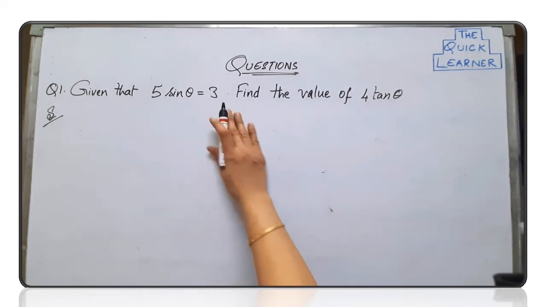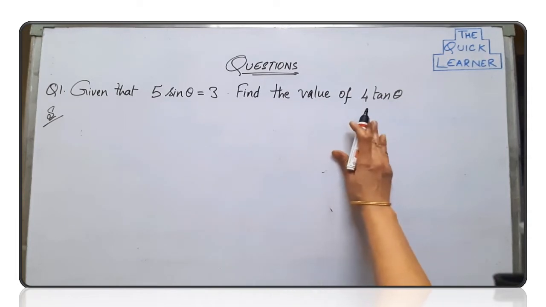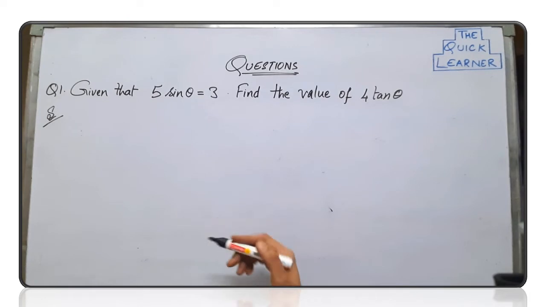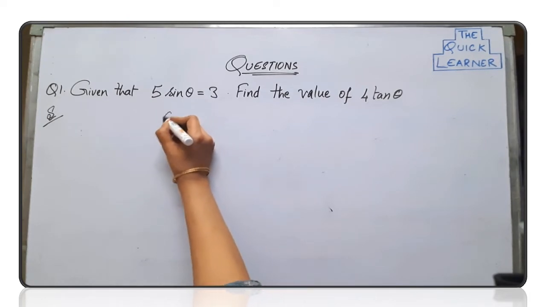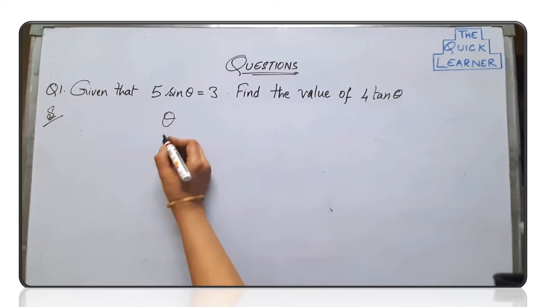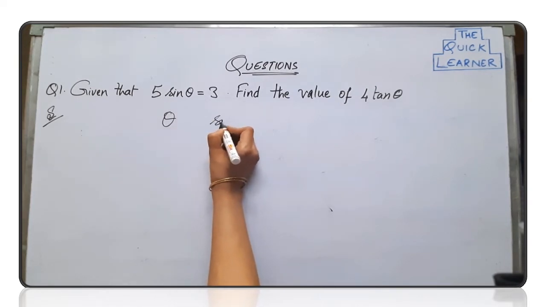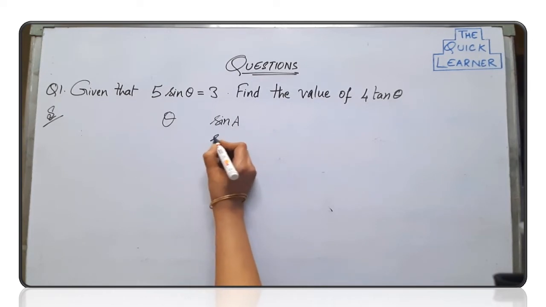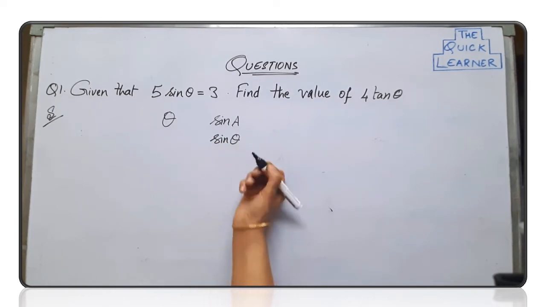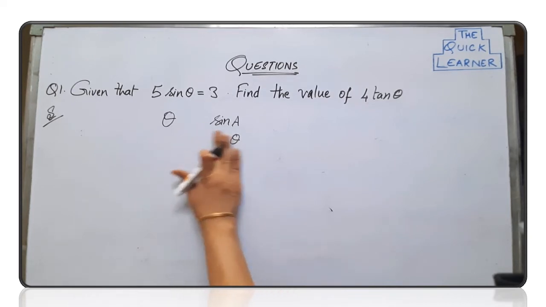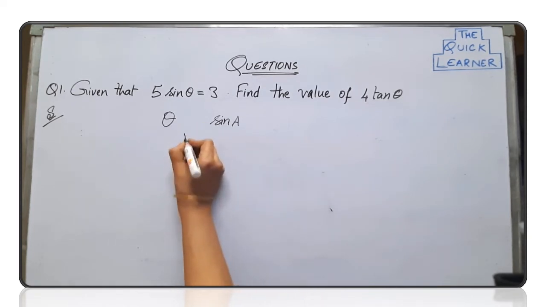Given that 5 sin theta equals 3, find the value of 4 tan theta. Now you will tell me there are two things, ma'am. First, you didn't tell what this symbol is, why are you calling it theta? And second, you only taught us about sine and A. What is sine theta in the first place? And why have you written 5 here?